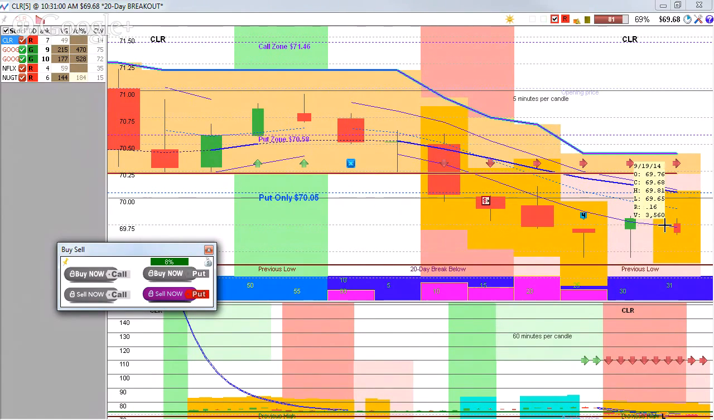So here we are. If I would have been in 5-minute mode the whole day, and some people trade that way, I'd still be in this move. I wouldn't have left.